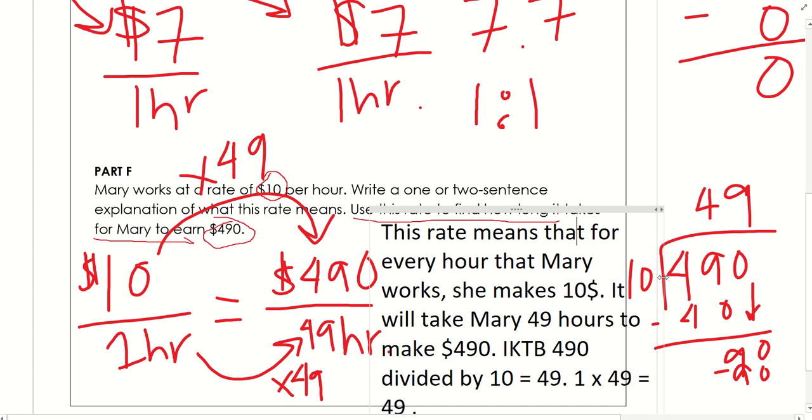So again, this rate means that for every hour that Mary works, she makes $10. It will take Mary 49 hours to make $490. I know this because 490 divided by 10 equals 49, and 1 times 49 equals 49.